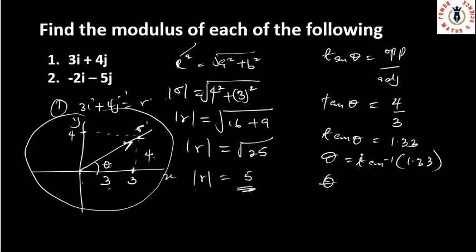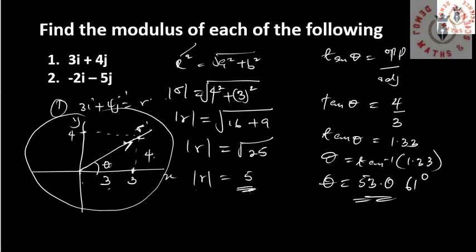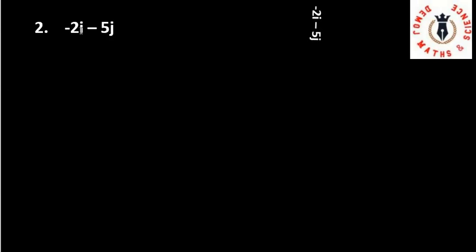Let's use our calculator. From my calculator, the tan inverse of 1.33 is the same thing as 53. That means my theta will be equal to 53.061 in degrees. You can pause the video to take a look at the second question. Now for the second question, let's solve it together.